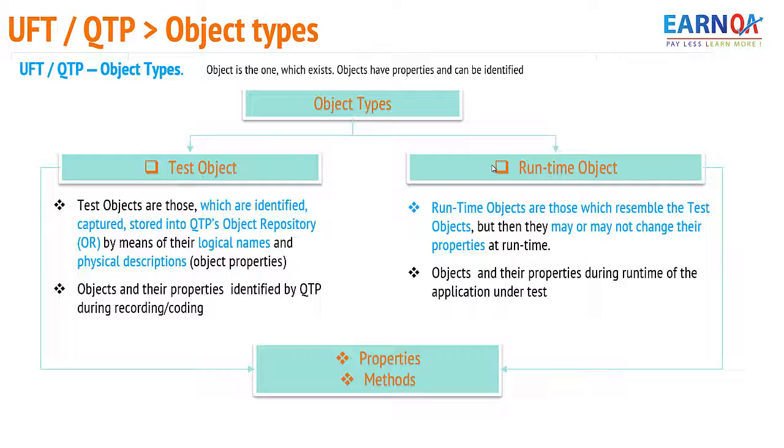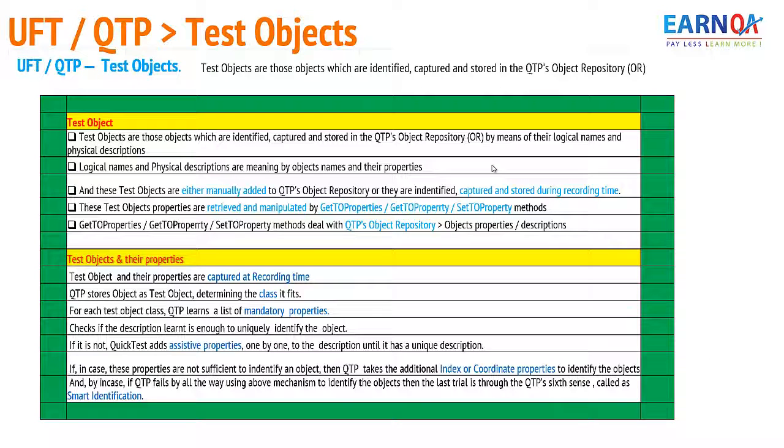Very good. Let me explain a little more. If you look at this slide, we already discussed that objects which are identified and stored in QTP's object repository with their names are known as test objects. All test objects have certain test object properties, such as name, class, type, size, width, x coordinate, y coordinate, and many other things. And these can be captured.